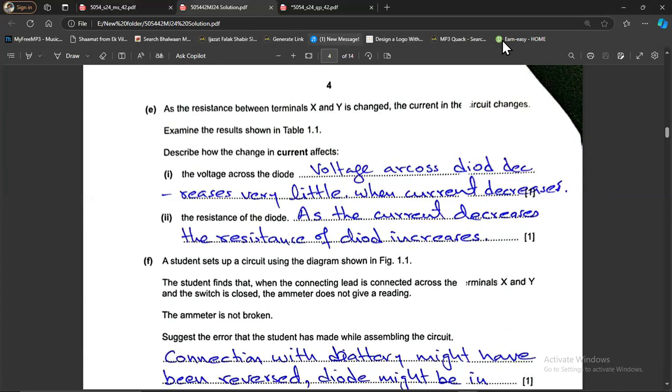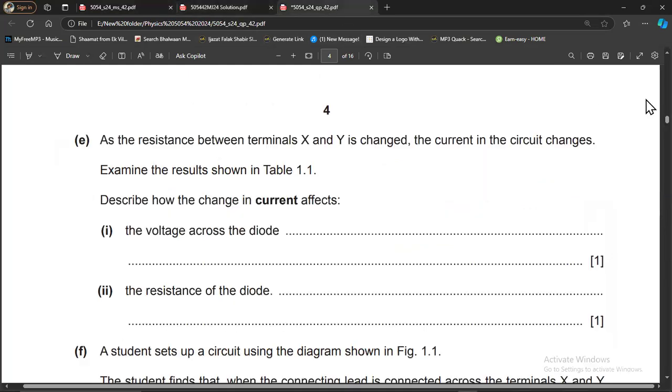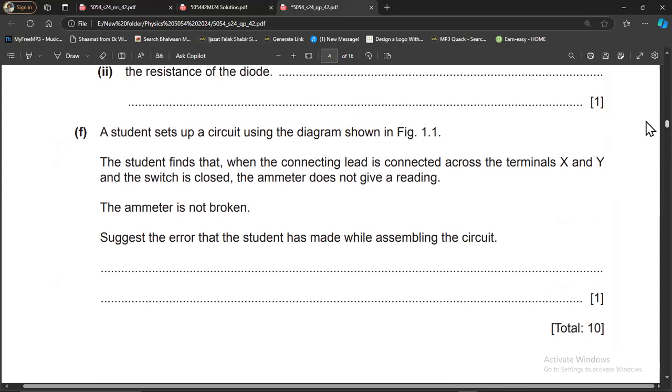Now, the next question and the next F part. A student sets up a circuit using the diagram shown in the figure 1.1. The student finds that when the connecting lead is connected across the terminal X and Y, and the switch is closed, the ammeter does not give a reading. The ammeter is not broken. Suggest the error that the student has made while assembling the circuit.